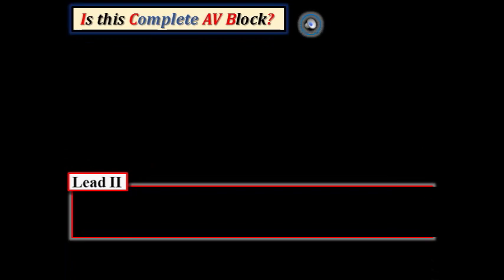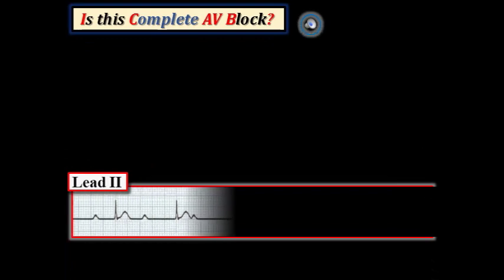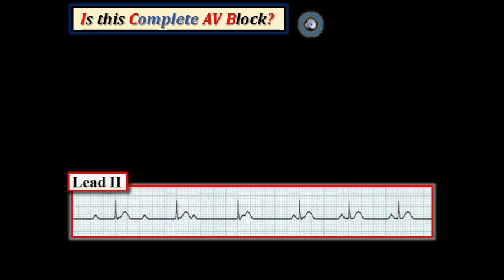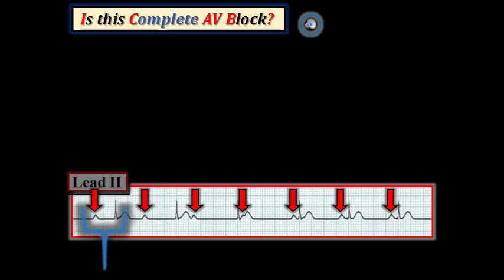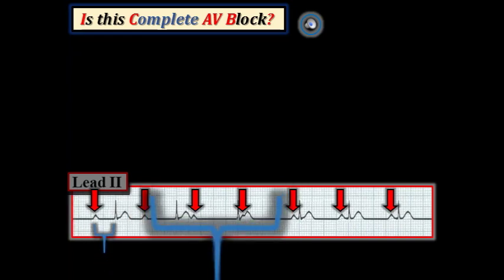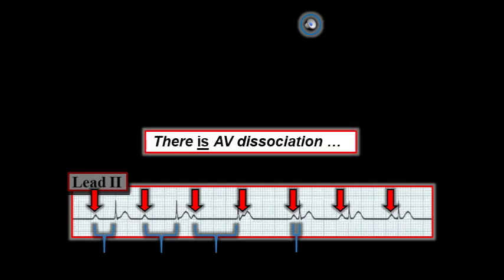So, how about this tracing? Is this another example of complete AV block at the AV nodal level? Looking closer at this rhythm strip, the QRS complex is narrow and P waves are regular throughout the tracing. At first glance, P waves appear to be unrelated to their neighboring QRS complex, as seems evident from the varying PR intervals. So there is AV dissociation, and there appears to be at least some degree of AV block.